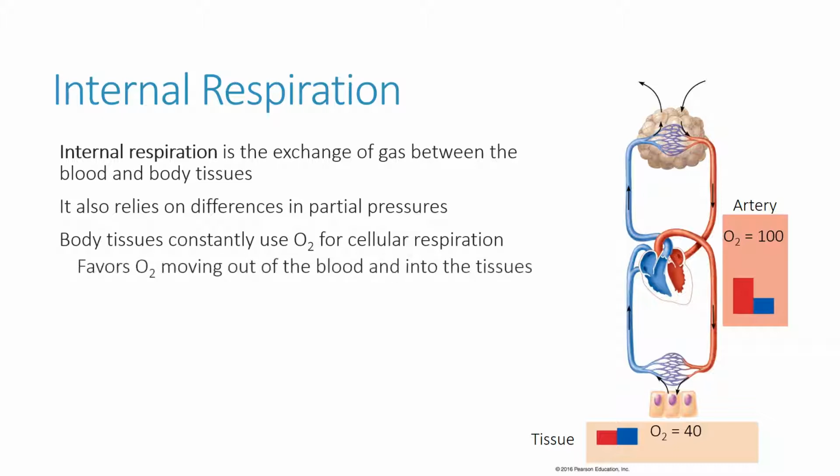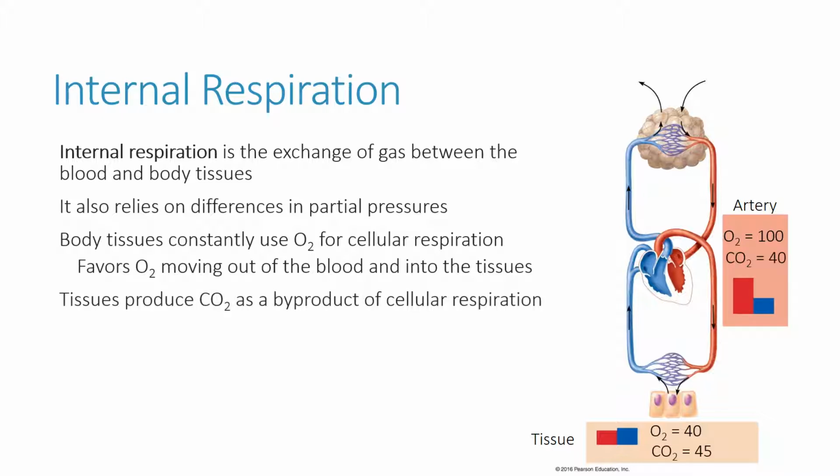And because of that, the oxygen levels in our body tissues are lower than the oxygen levels in the arterial side of circulation. Here, we can see that the oxygen level, or the partial pressure of oxygen in the body tissues, is only about 40, whereas the partial pressure of oxygen in the artery is about 100. This favors oxygen diffusing out of the blood and into the body tissue, moving down its partial pressure gradient.